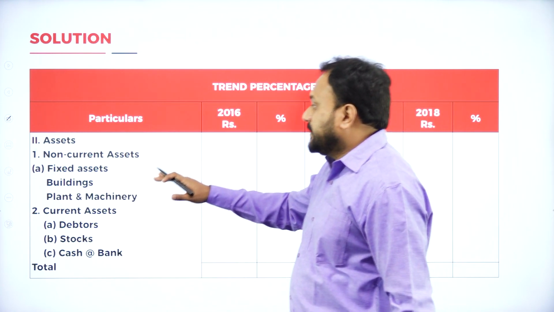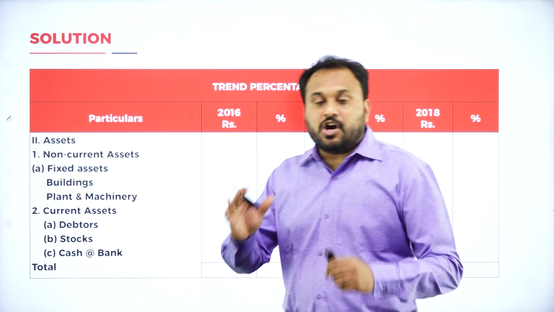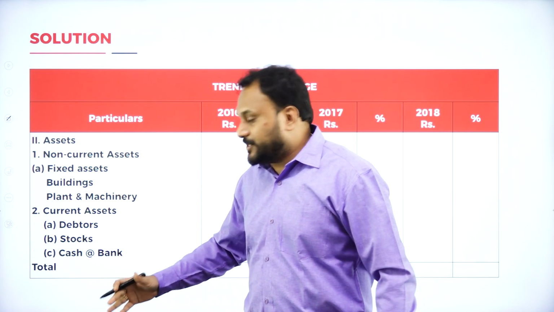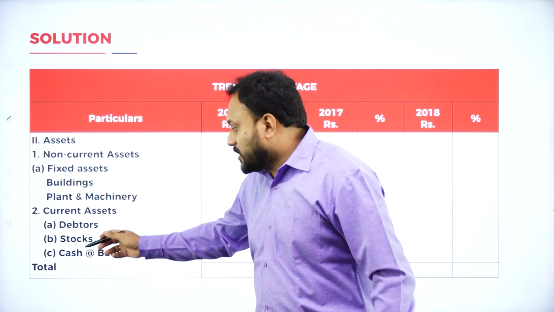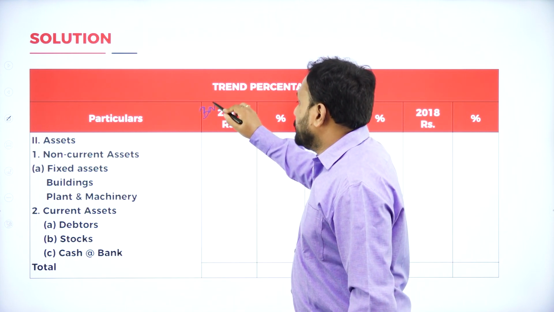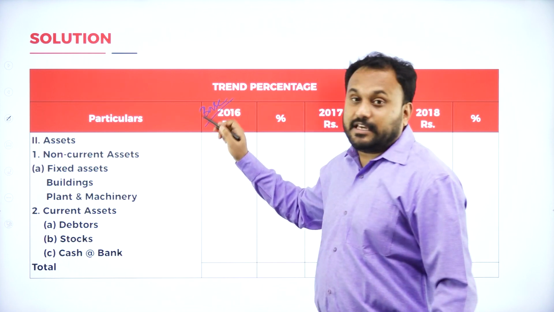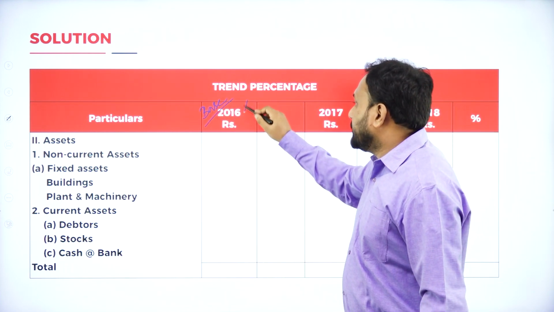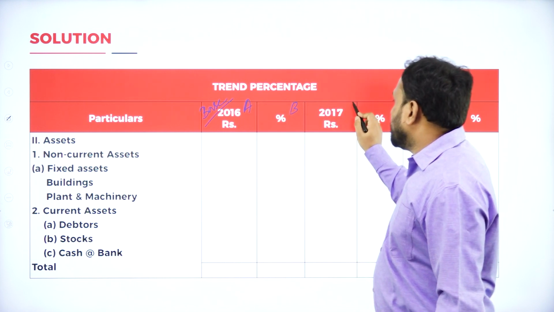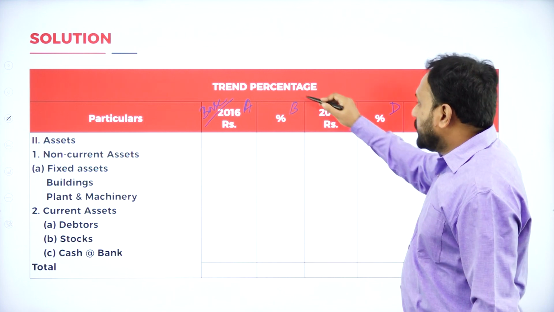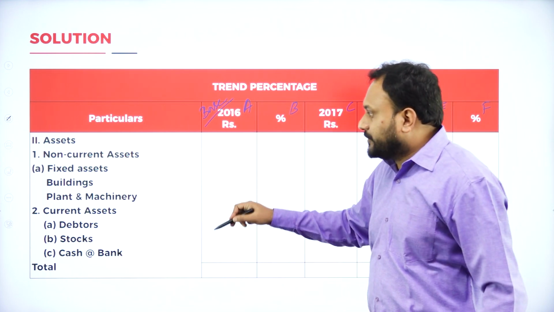Next one is the asset. Now we have the same kind. Non-current asset you separate with fixed asset. Then current assets you separate with debtors, stocks, and cash at bank. Now again here, this is the base. Do not write this in the answer sheet. This is only for your reference. Now here this is A, B, C, D, E, F. Let's go with the first one now.